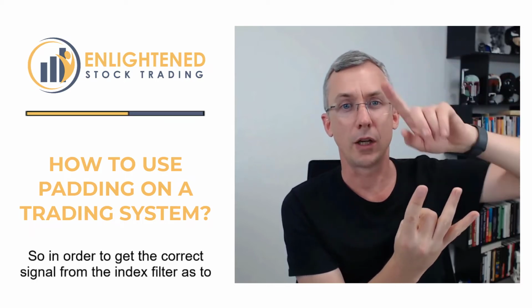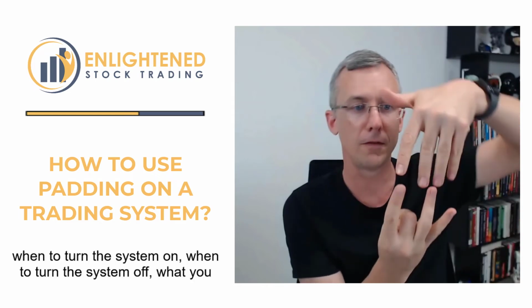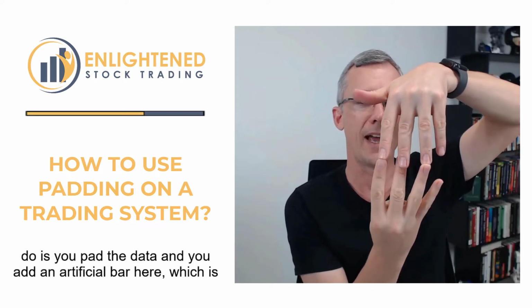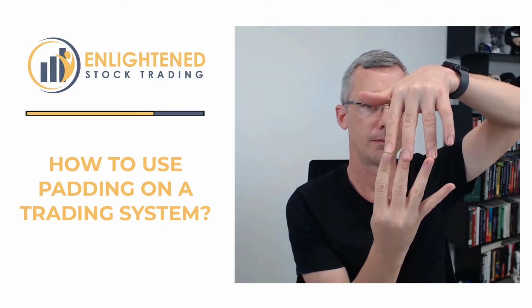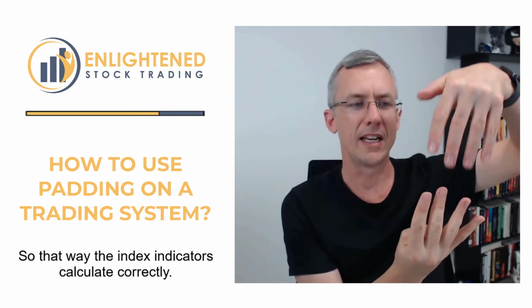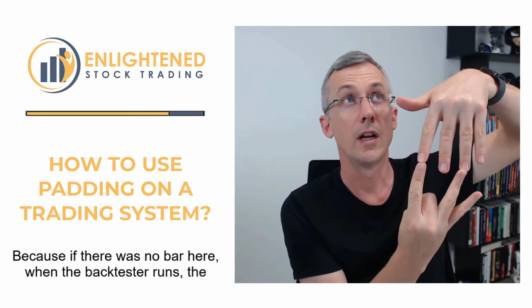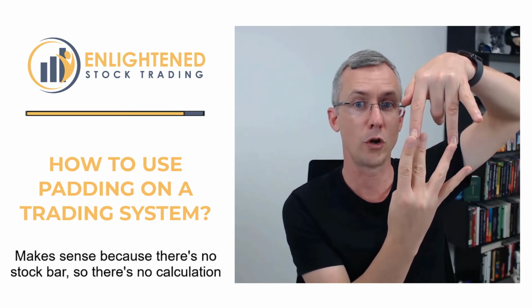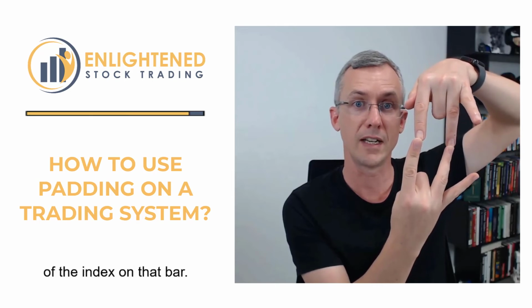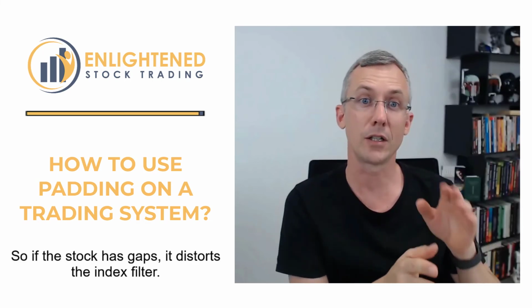So in order to get the correct signal from the index filter as to when to turn the system on, when to turn the system off, what you do is you pad the data and you add an artificial bar here, which is basically a copy of the last good bar. So that way, the index indicators calculate correctly, because if there was no bar here when the backtester runs, the backtester on this stock will ignore this bar on the index. Make sense? Because there's no stock bar, so there's no calculation of the index on that bar. So if the stock has gaps, it distorts the index filter.